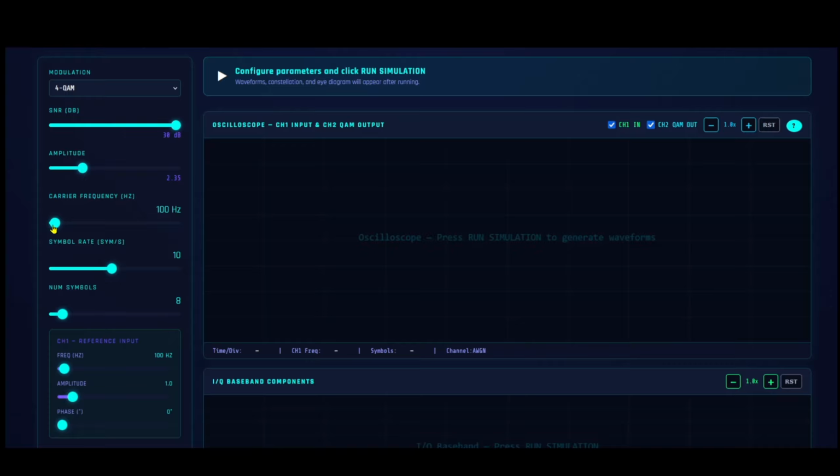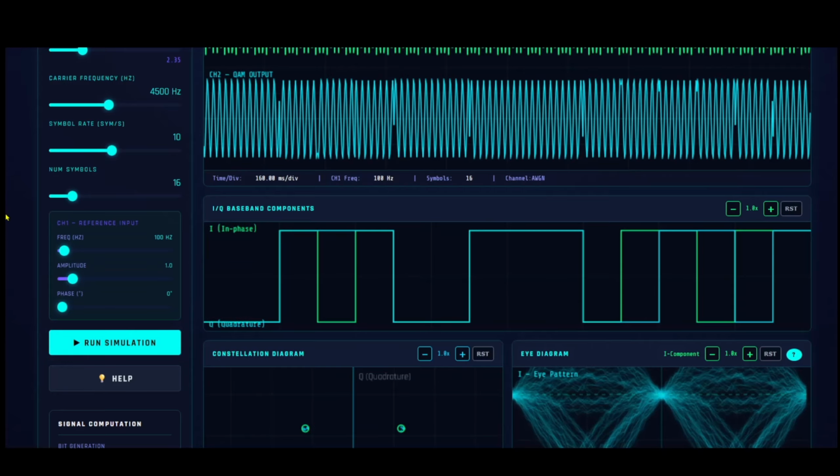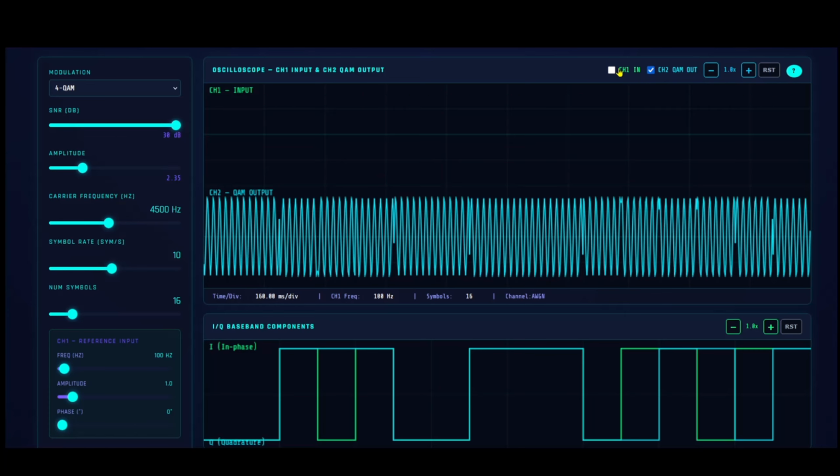Carrier frequency determines how fast the carrier oscillates. Symbol rate defines how many symbols are transmitted per second. Number of symbols controls the simulation length. After setting the parameters, we click Run Simulation. And this is about the reference input. And the next step is about checking the waveform. At the top, CH1 shows the reference carrier input and channel 2 shows the QAM modulated output.